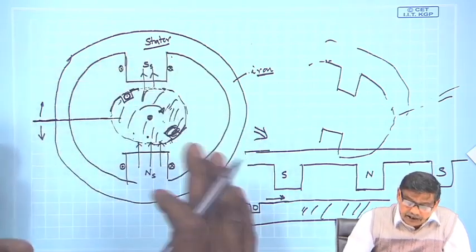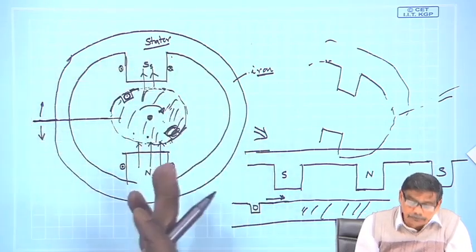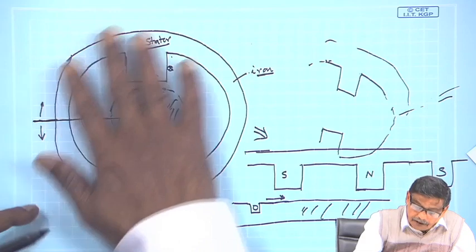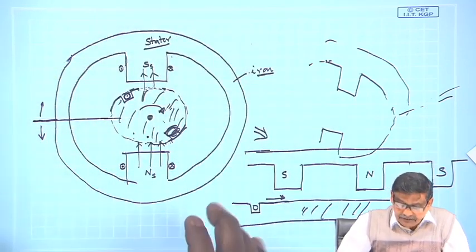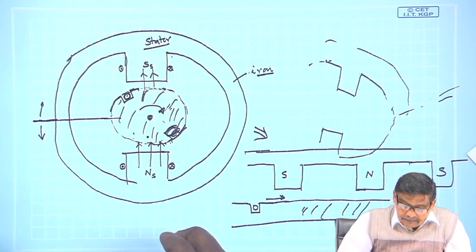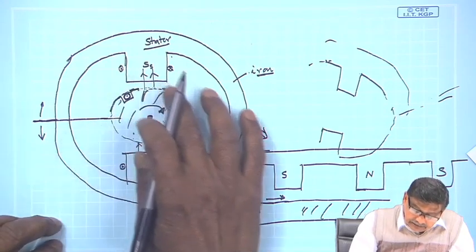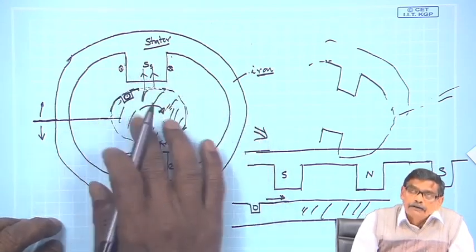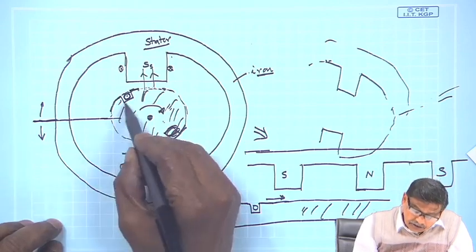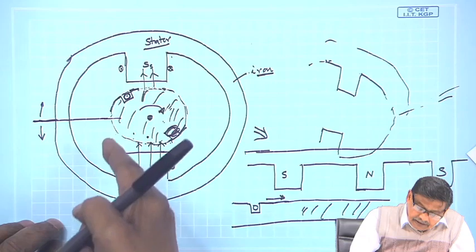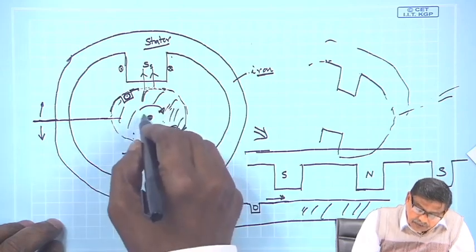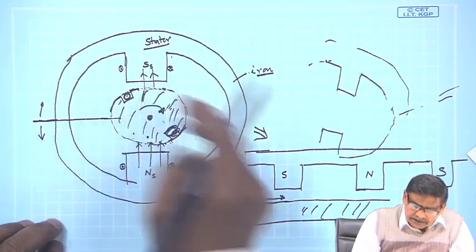Therefore, every rotating machine will have two parts. One is a part which will never move, fixed, and another cylindrical part where there will be slots, where there will be conductors, and this is free to rotate in any direction, this way, that way.